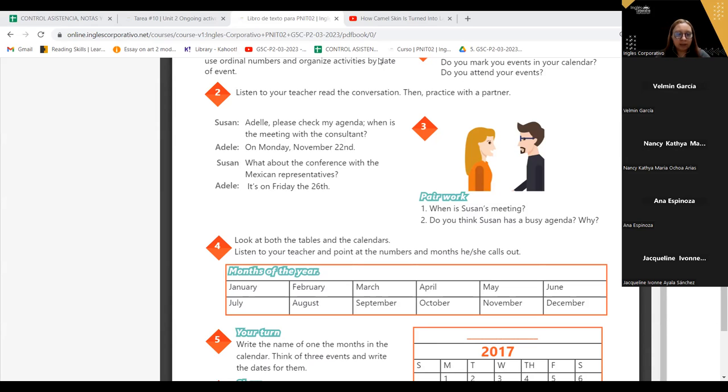Okay, groups, when is the meeting with the shareholders? The meeting is Monday, March, 10 a.m. Is that correct? Yes, it's correct. All right, second question. What were the sales in February?